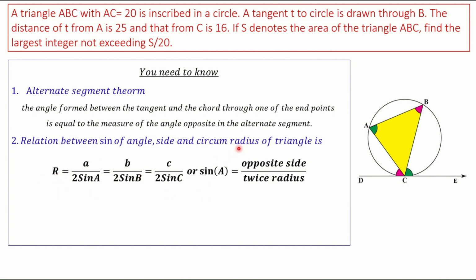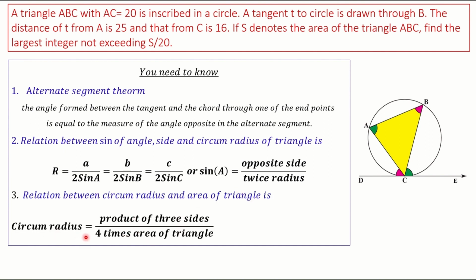Remember this. This is one thing you should know. You also should know the relation of the sines of angles and sides in a triangle, and the circumradius of the triangle. I think you know this: a by sin A equal to b by sin B equal to c by sin C. If it is the circumradius you want to calculate, then R equal to a by 2 sin A equal to b by 2 sin B equal to c by 2 sin C, or sin A equal to the opposite side by twice the radius. The other one you should know is that the circumradius is also equal to the product of the three sides divided by four times the area of the triangle. So these three things you should know to solve this problem.